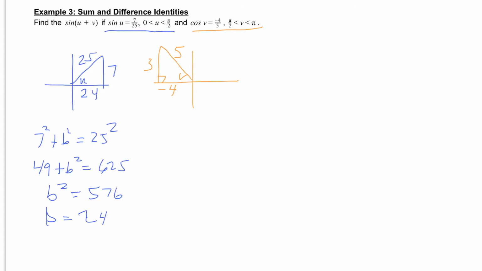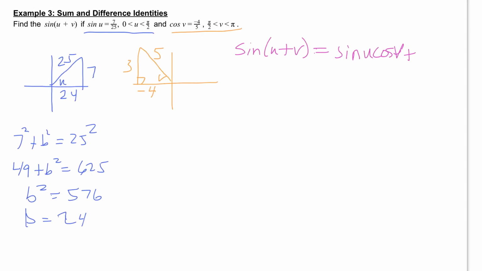And then what I want to do is find the sine of u plus v. So to do that, I'm going to take the formula from the front sheet for the sine of u plus v. Again, this part you do not have to memorize. You'll be given a sheet so that you know sine of u plus v is the sine of u times the cosine of v, plus cosine of u times the sine of v.